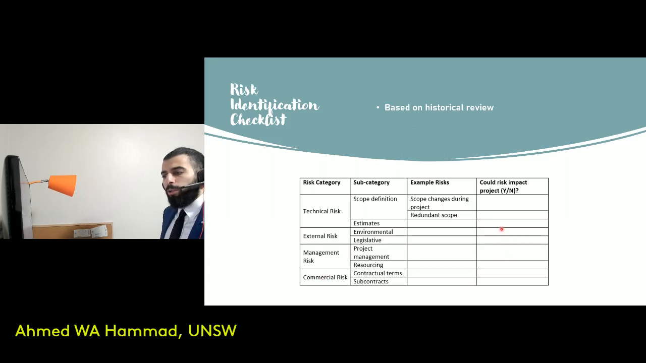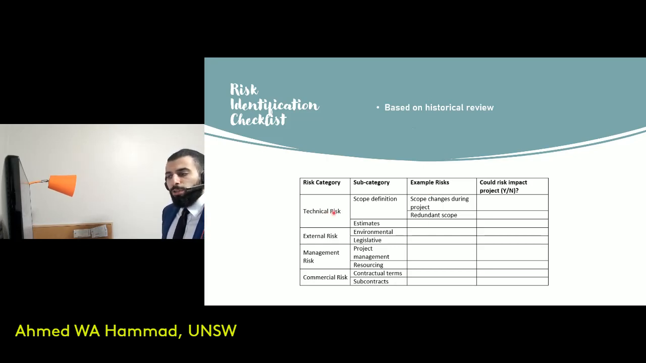And then I have another column for subcategory, and that's where I've got, say for instance, for technical risk, scope definition and estimates defined. For external risk, I've got environmental and legislative risks. For management, project management and resourcing, and then for commercial risk, I've got contractual terms, any risk associated with contractual terms, and any risk associated with subcontracts.